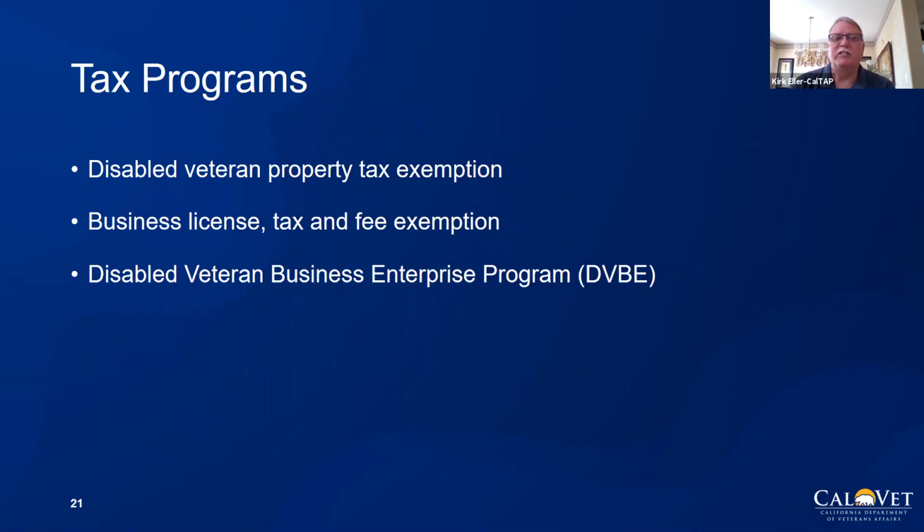CalVet also has a Disabled Veteran Business Enterprise program. If you are a small business owner and a disabled veteran, you can certify your business through the state of California through this program, which would enable you to contract with the state and puts you on a list through Cal eProcure to have your business contracts serviced with veteran-first businesses.